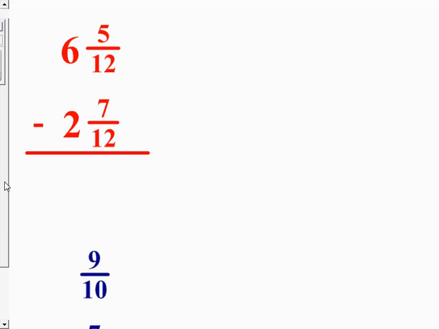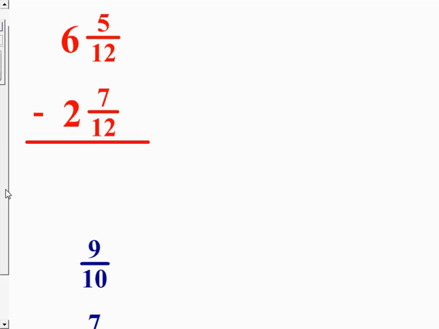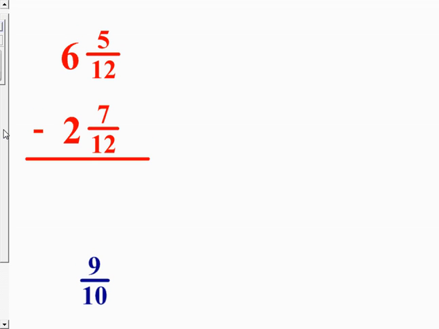This subtraction, this one's a little different. First because it's subtraction, but also because when we look at this, we can't do 5/12 minus 7/12. So, since we can't do that, just like we would in subtraction with whole numbers, we have to borrow. The 6 becomes a 5.